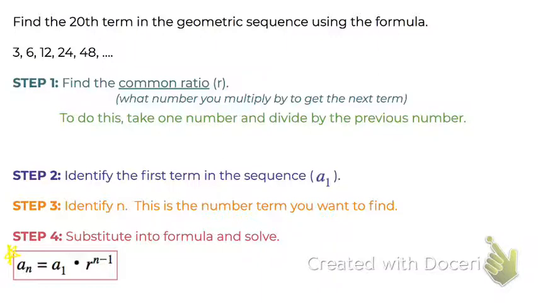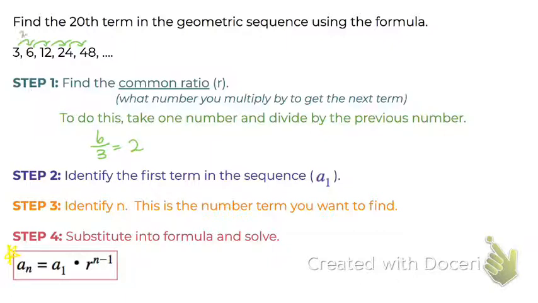Our first step is to find the common ratio. That is what r is. That is the number that we are multiplying by each time. Because we're being told this is a geometric sequence, we know that we're multiplying by the same number each time. So to find out what number we're multiplying by, you just pick any number in the sequence, like if I want to pick 6, and you divide by the previous number. And we see that it's 2.